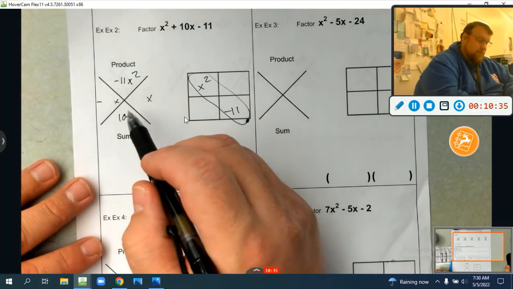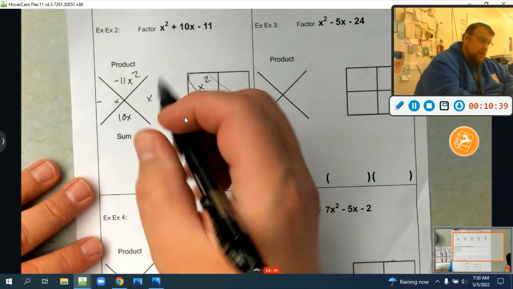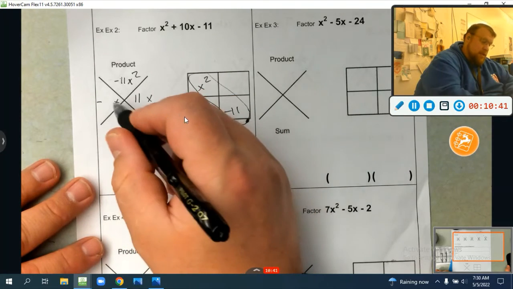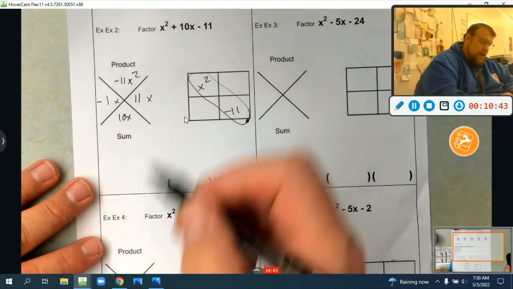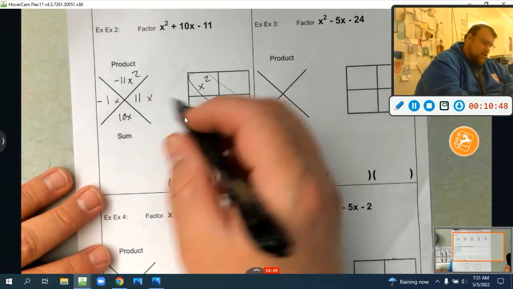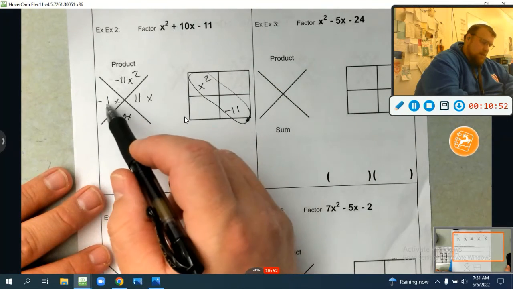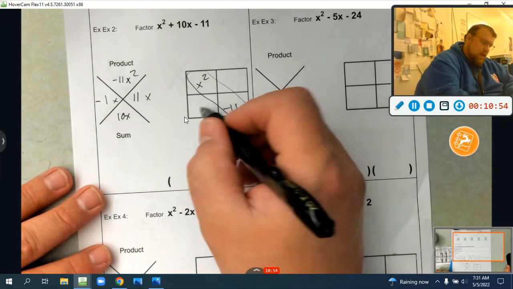However, I need the bigger number to be positive so that when I add them together, it's going to be positive. So I want the 11x to be positive, and then a negative 1x, which we can just say negative x is fine. So then, let's try that. Negative 1x times 11x is negative 11x squared. 11x minus 1x is 10x. Perfect.